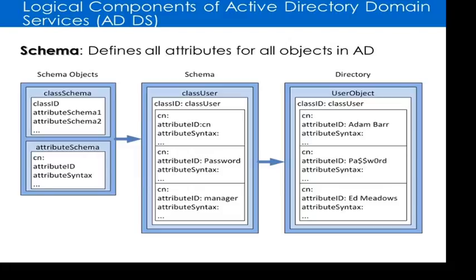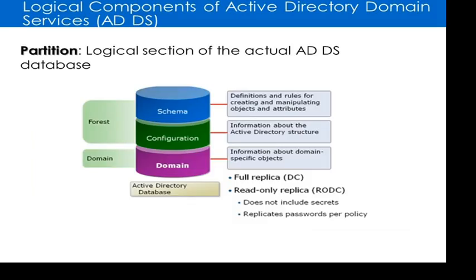Okay, so that's what the schema is. And the last logical component we have here is a partition. A partition is just like when you partition a hard drive, right? You have one physical hard drive, but you can partition it into logical drives. It's the same thing here with the Active Directory database. The database is actually contained in a single file, but partition means that that one file is partitioned into many different logical areas.